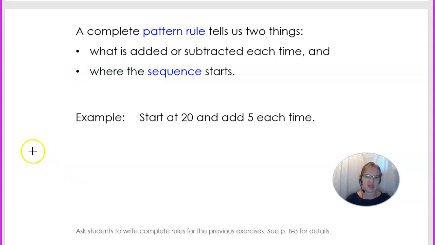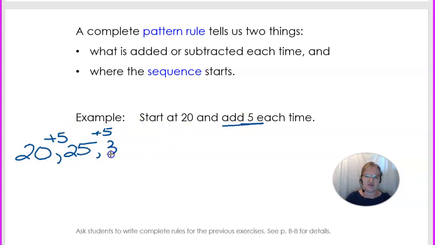So here's an example. If we start at 20 and add 5 each time, we know the first number will be 20, and we can write that gap up here of plus 5, and our next number will be 25. 20 plus 5 is 25. We could write the gap again. We don't have to since we have it written down in the rule, but we can. But 25 plus 5 will be 30. We know that the next one will be 35, and so on. And we can add the 3 dots or ellipses to show that it continues on.